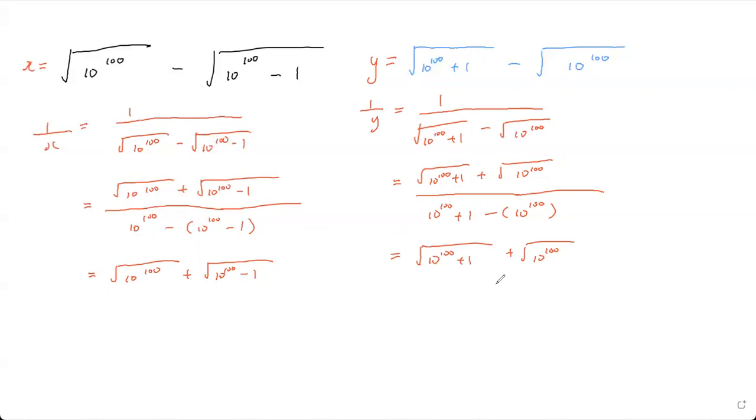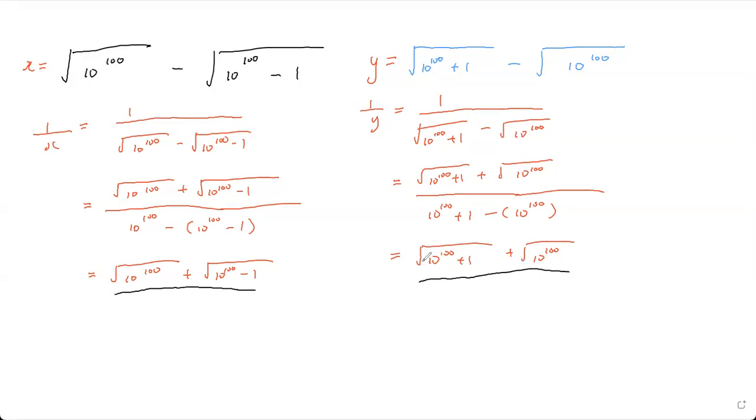Since I already obtained 1 over x and 1 over y in this form, let's compare. So 1 over x against 1 over y. Which one is bigger? If you look at this, 1 over x is this plus this, and 1 over y is also this plus this. You realize that both of them have this square root of 10 to the power of 100, right? So which one is bigger?